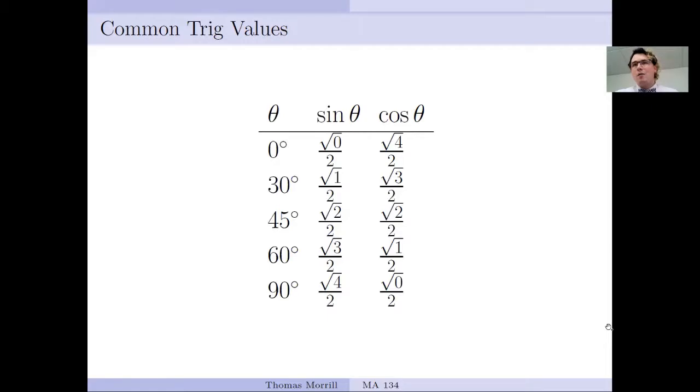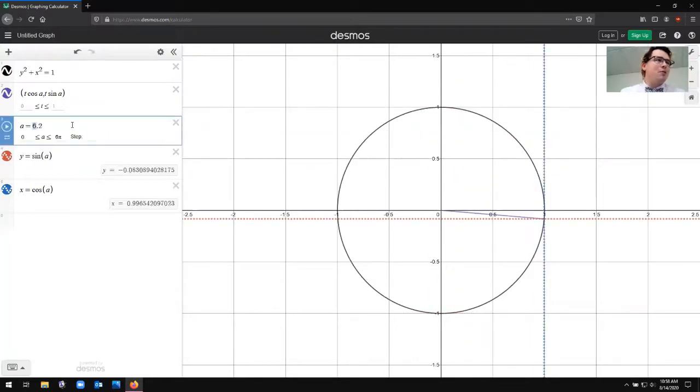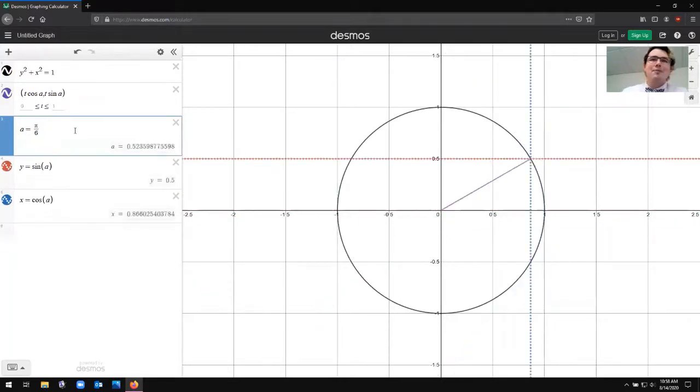Now you might ask, what about the other 3 quadrants? For the other 3 quadrants, I will return to my picture. So here I am in quadrant 1. Let's set A equal to pi divided by 6. And here I have it right there. You can see exactly 1/2 for the value of the sine. You can see 0.86 for the cosine. So that must be my irrational value there.